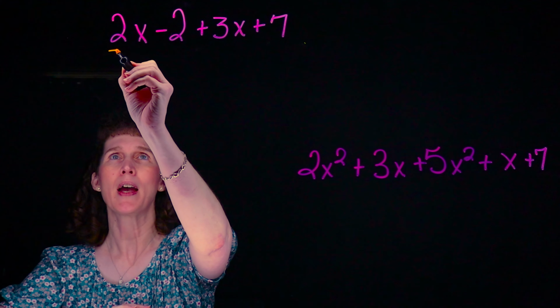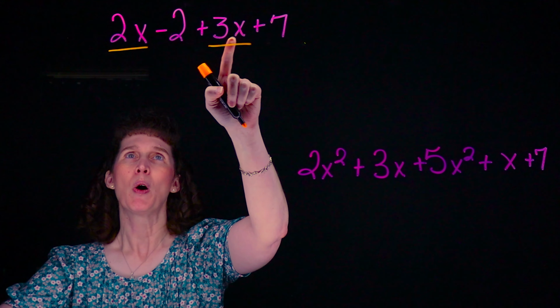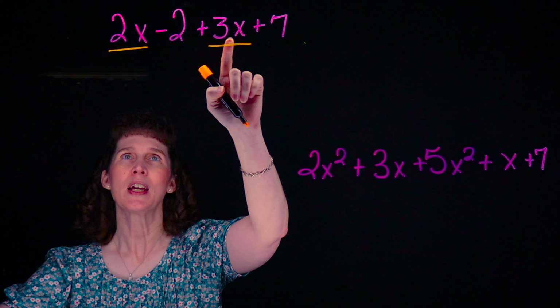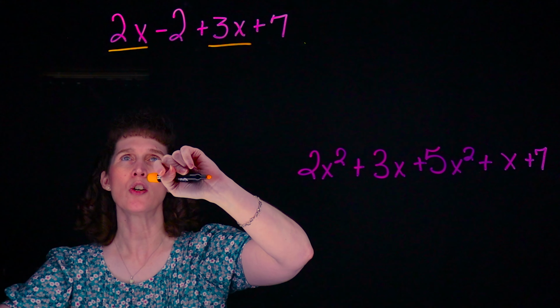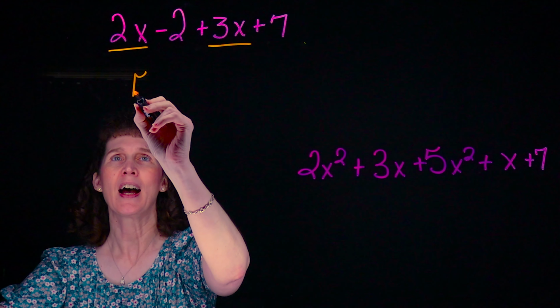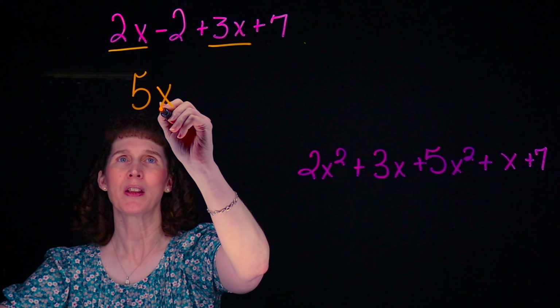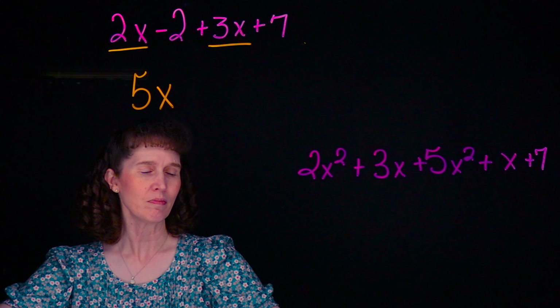So if we look at this, we have 2x and a 3x. Since they both have an x, we can combine those because they are like terms. So we just say 2 plus 3, which is 5. They both have the x behind them, so we keep the x with them, 5x.